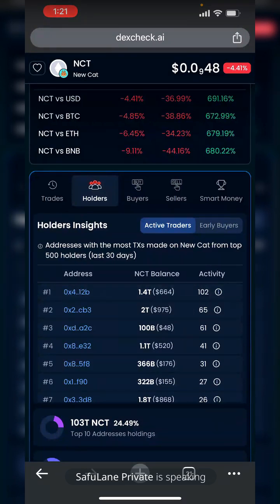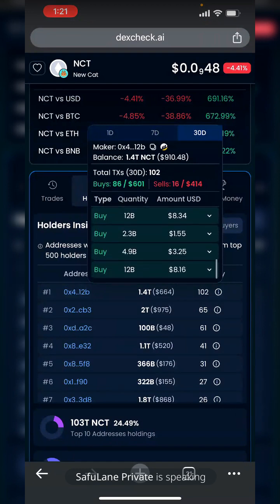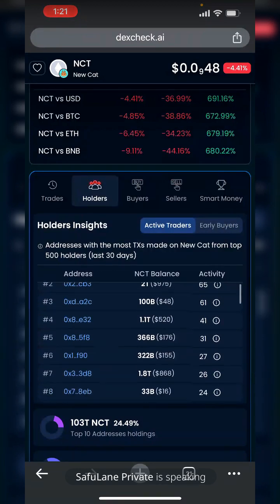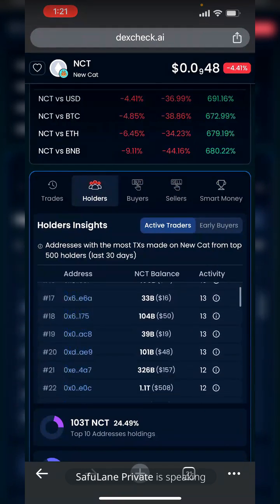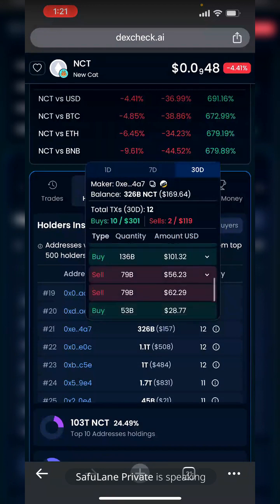This is his activity. So I can actually see the number of buys. So it means this guy is trying to accumulate more of this token. So I can check, why is the guy doing that? Why is he buying so much? So it gives me more options. You understand? So I can actually see a lot of things.